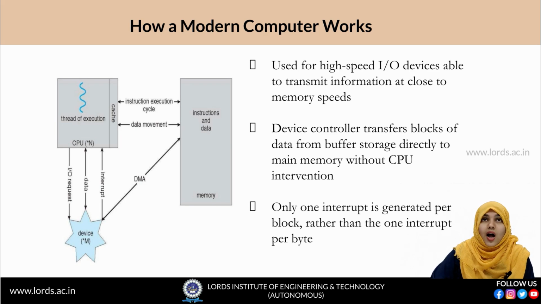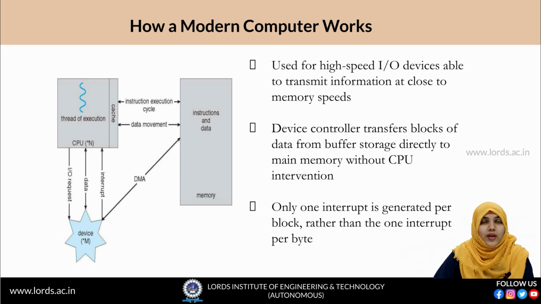Next, how a modern computer works. Whenever we access or send some data from a device to the CPU, there is an I/O request. Once an I/O request is sent, instructions and data are accessed from memory and executed. Once the data transfer is completed, the device sends an interrupt that the transmission or this particular process is completely over.